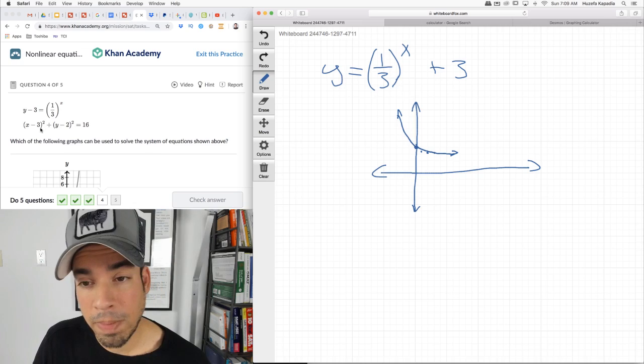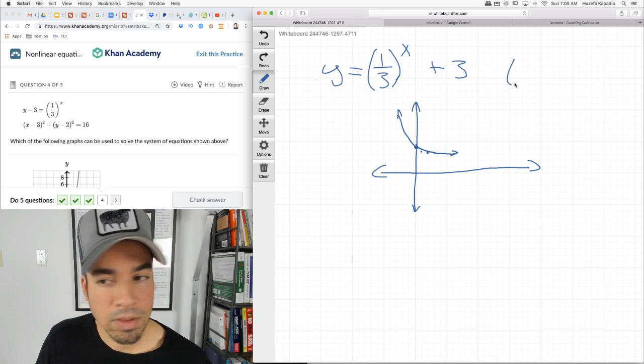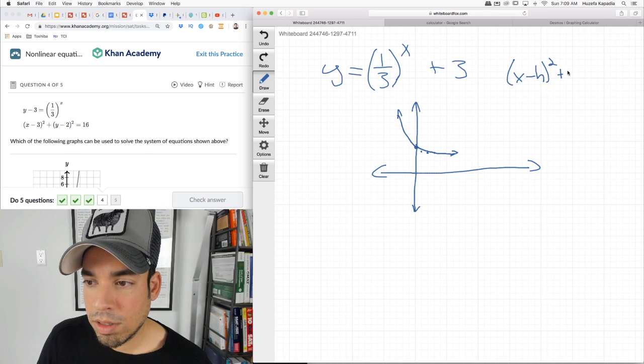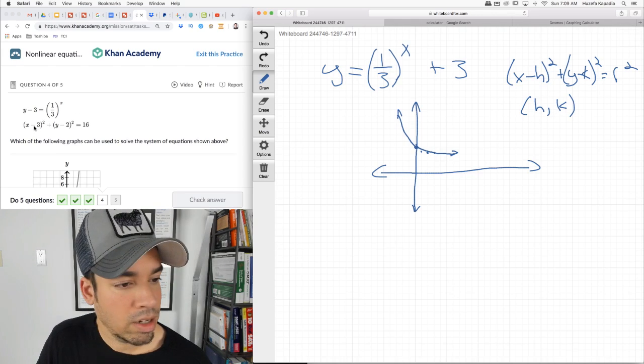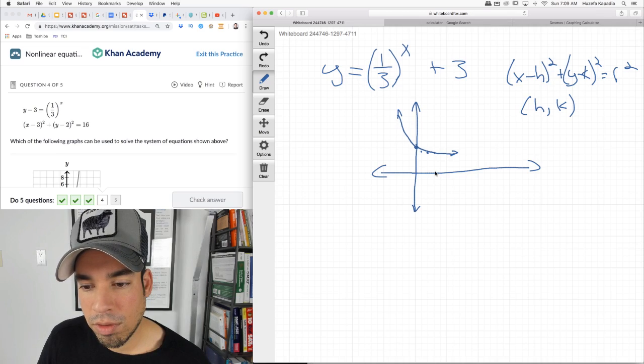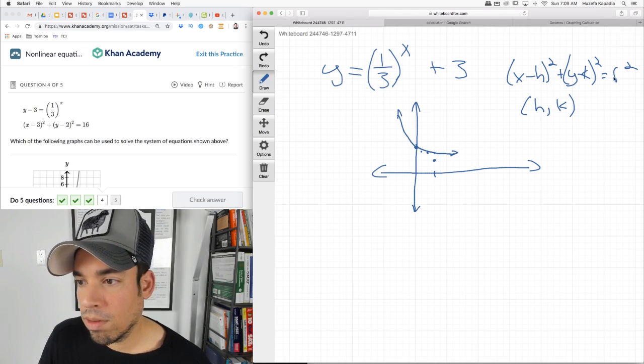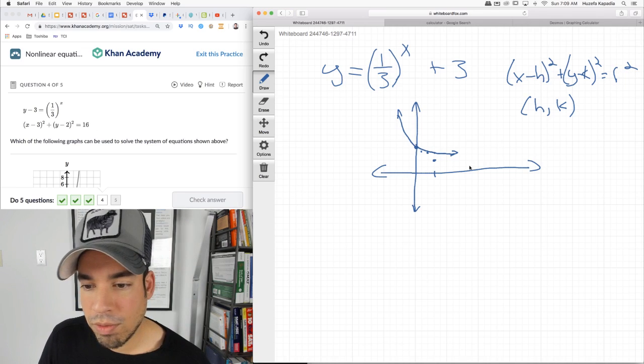Now this is a circle, okay? A circle is x minus h squared plus y minus k squared equals r squared, which means the center is at (h, k). So where's my center? My center is at (3, 2). And it has a radius of the square root of this number, which is 4. So 1, 2, 3, 4.